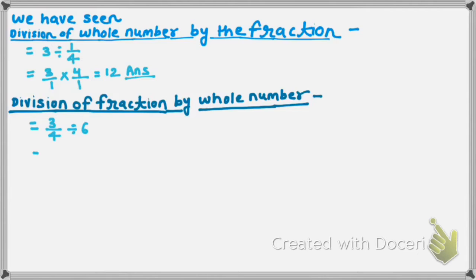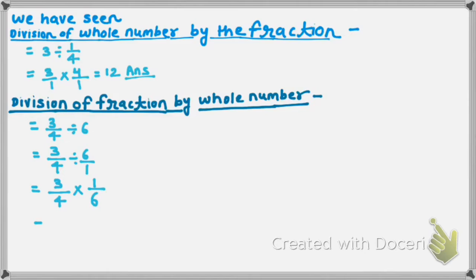Okay, so first we'll change the whole number into a fraction, so it will become 3 upon 4 divided by 6 upon 1. Okay, so it has now become a fraction. Now students, we will change this division sign into a multiplication sign, so 6 upon 1 will become 1 upon 6. So 3 upon 4, the division sign will change into a multiplication sign, and 6 upon 1 will become 1 upon 6.